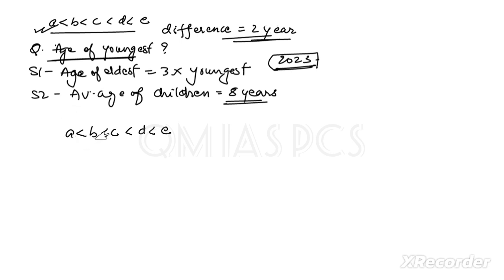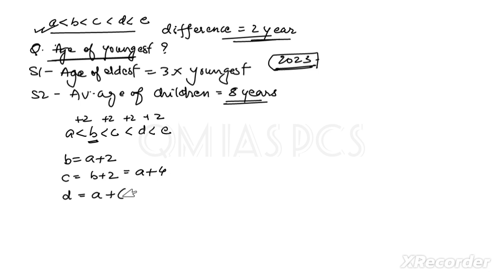So B is more than A by 2 years, so we can say plus 2, plus 2, plus 2, plus 2. So B is equal to A plus 2. C is equal to B plus 2, so A plus 2 plus 2, that will be A plus 4. Similarly, D is equal to A plus how much? 6. Yes, 6. E is equal to A plus 8. In terms of A we have written here.